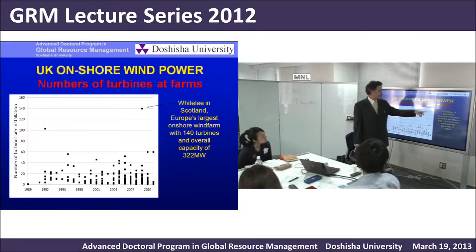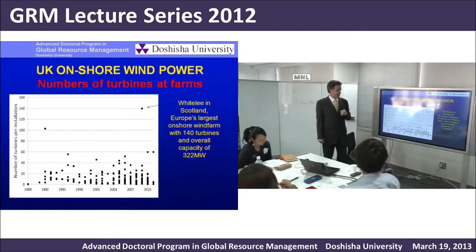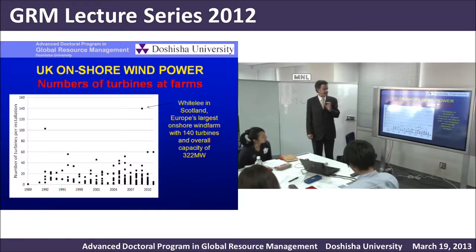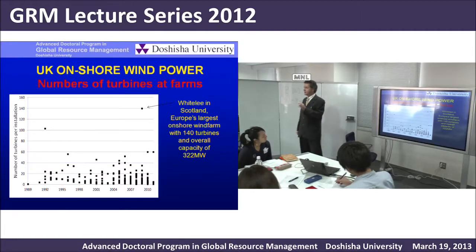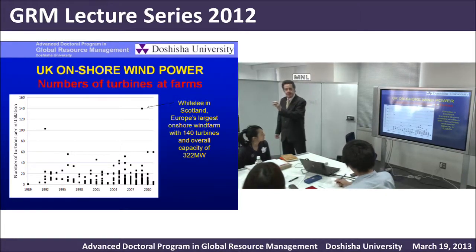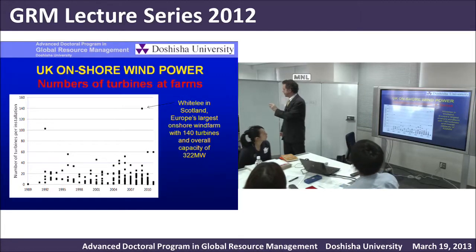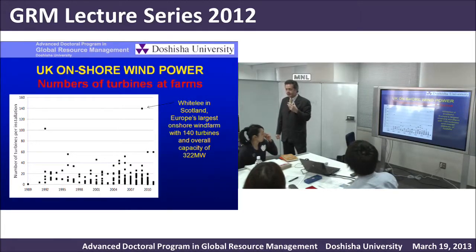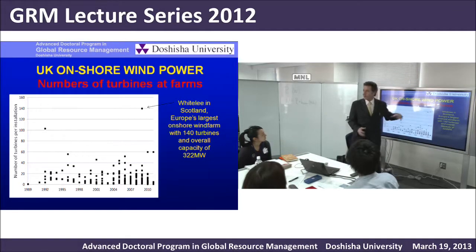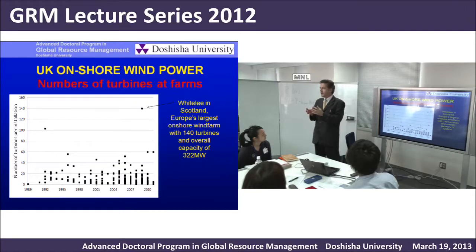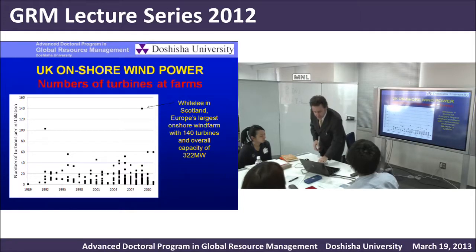This one here, Whiteley in Scotland, is Europe's largest offshore wind farm. It has 140 turbines, overall capacity 322 megawatts. Now we're beginning to get up to the scale of conventional power plant. In the UK, a conventional generating set at a fossil fuel thermal power station would be 660 megawatts, and maybe you have 4 of them. Now with a whole wind farm we're beginning to get into the same order of magnitude as an individual generating set of a conventional plant.